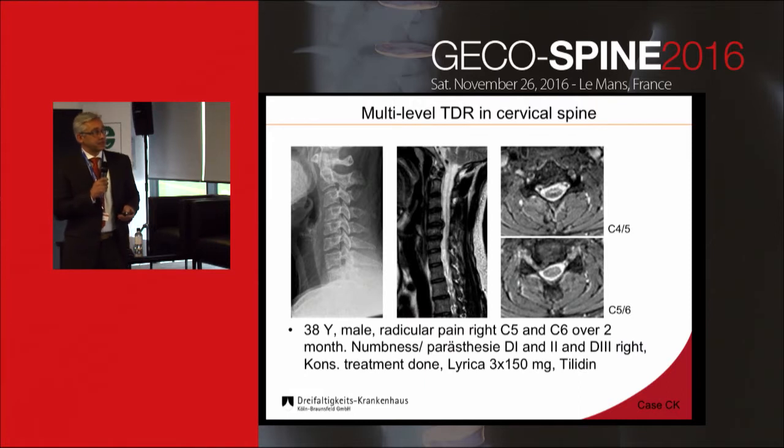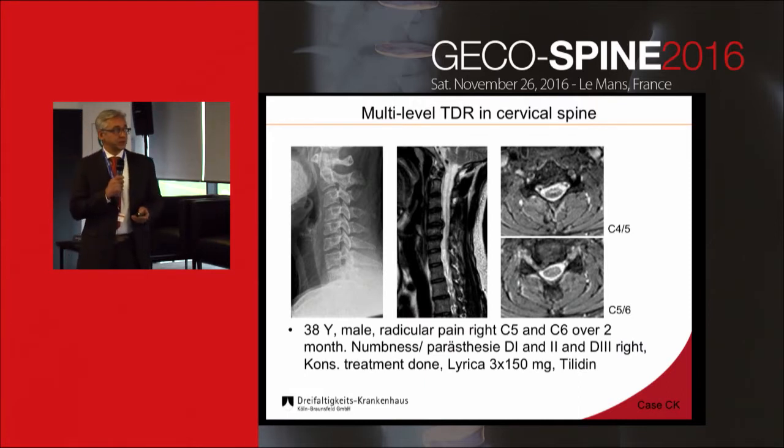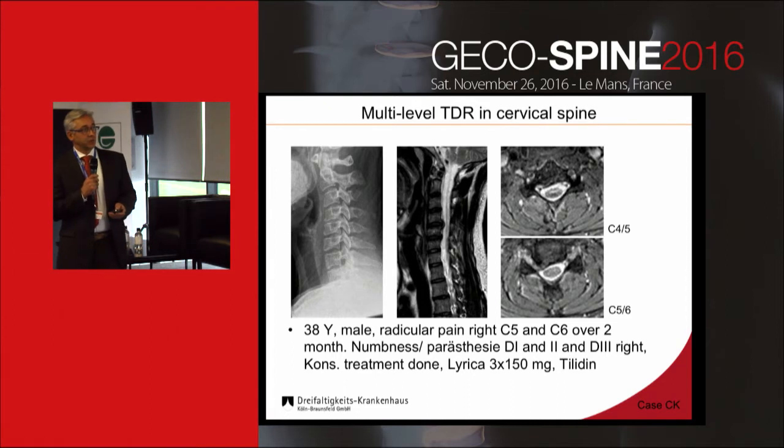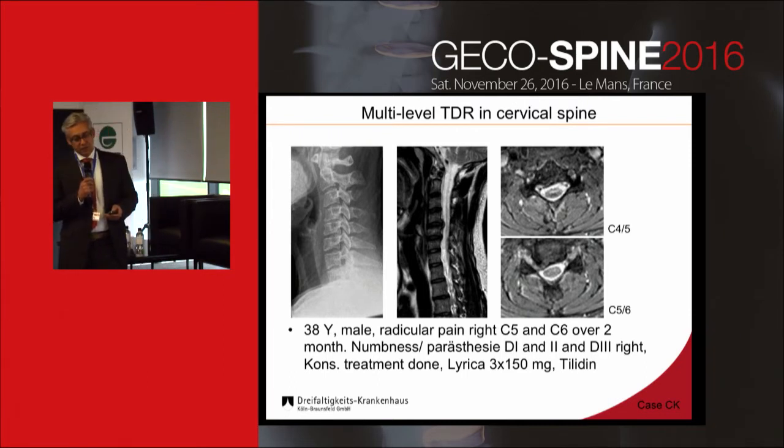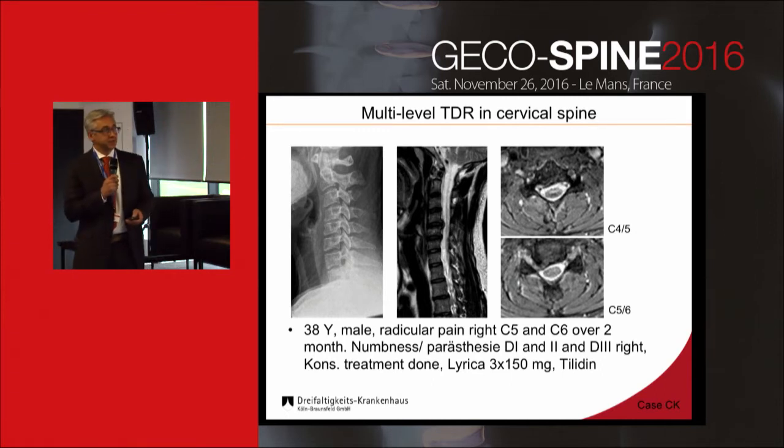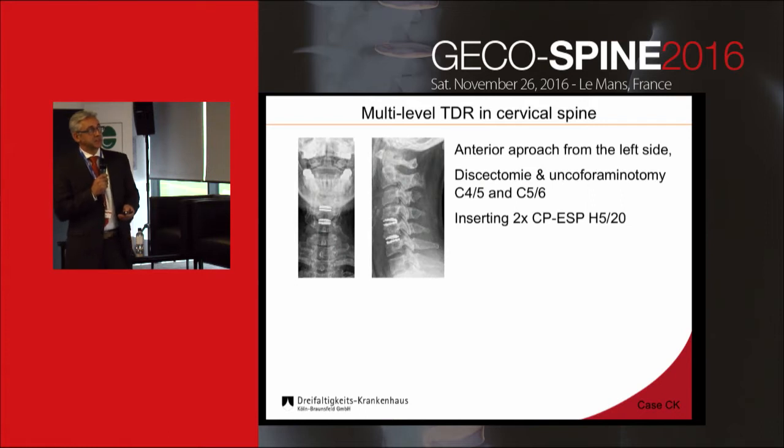Now another case, a 30-year-old male with radicular pain on the right-hand side, C5, C6 over 2 months, with numbness and paresthesia in the thumb, D2 and D3 on the right-hand side. And you see the big herniation at C5, C6. Also in this case, it's an ideal case for the TDR, anterior approach from the left side.